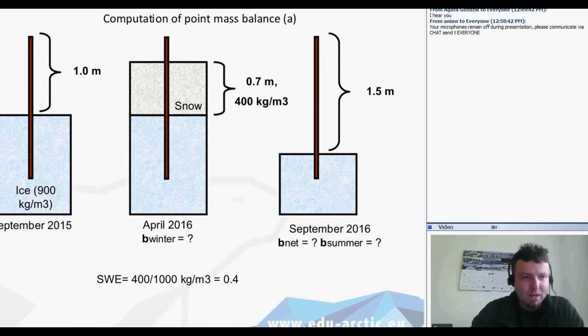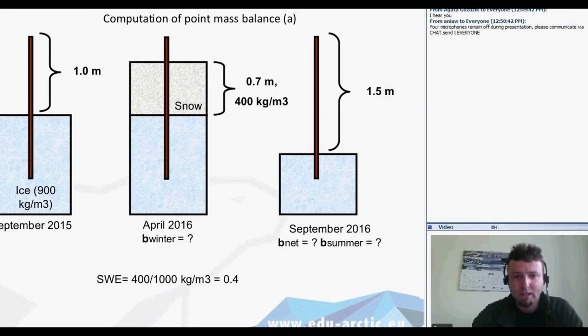So what we do is measuring the stake, as I mentioned. For example, here we have September 2015, so the end of ablation season. So the ice here has density of 900 kilograms per cubic meter. In the middle, we have the end of accumulation season. So we measure in the snow pit, and also we measure the stake that is above the ice from previous year. So 70 centimeters of snow with the density 400 kilograms per cubic meter.